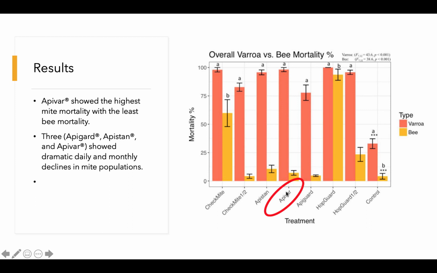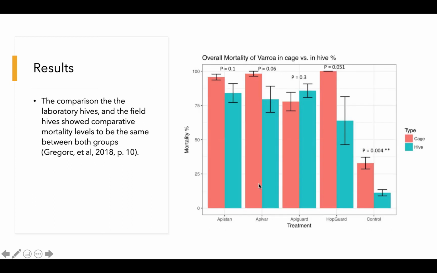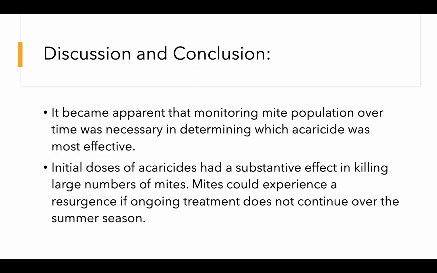What happened when the comparison was made between the boxed hives out in the field and the laboratory boxes? The researchers indicate there really wasn't that much difference between these salmon-colored cage bars and the teal-colored hive bars. In fact, they said the mortality level of the mites was about the same between both groups.